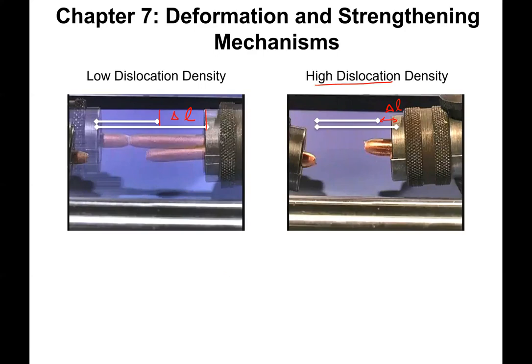If we look further at these, we would also see that the higher dislocation density sample is able to maintain a higher strength and have a higher yield strength than the case for the low dislocation density. So low ductility, but high yield strength. High ductility, but low yield strength. Okay, these two things are always inversely related.